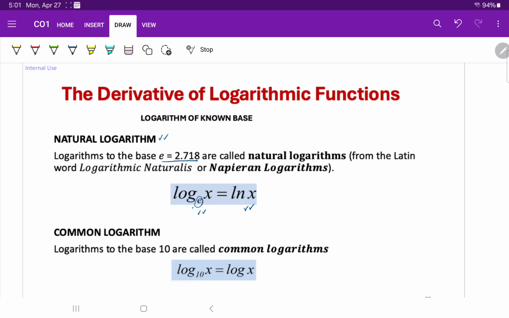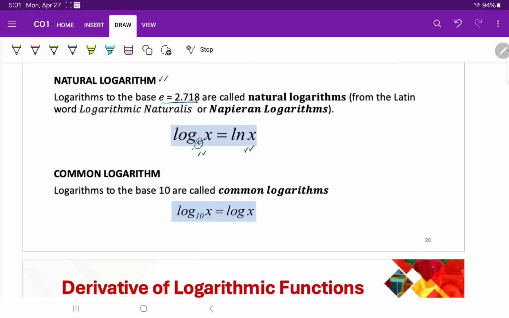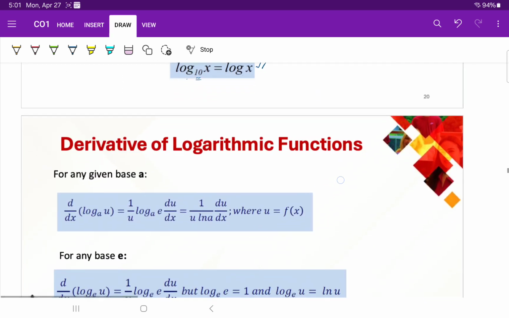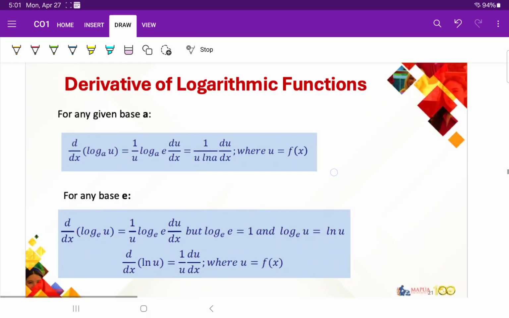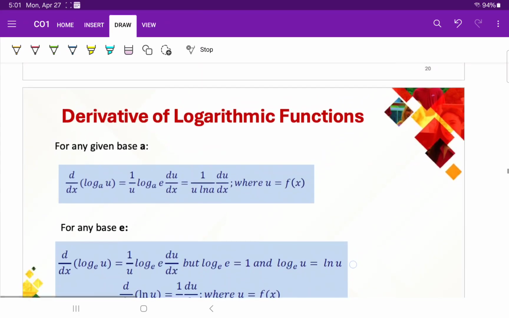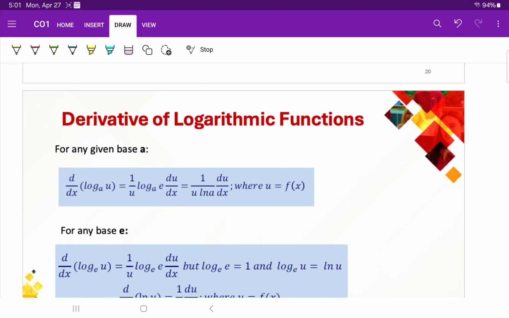Now the other one is common logarithm. So if the base is 10, you have the log of x to the base 10. But sometimes the base is not indicated. If it's not indicated, it's understood that you have common logarithm. And then you have to go over the laws of logarithm. We discussed that also last time, right? Okay, so these are the different formulas.